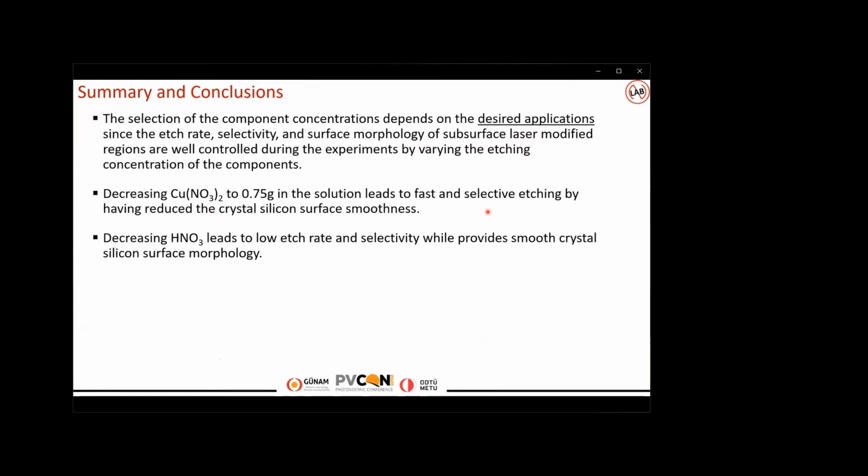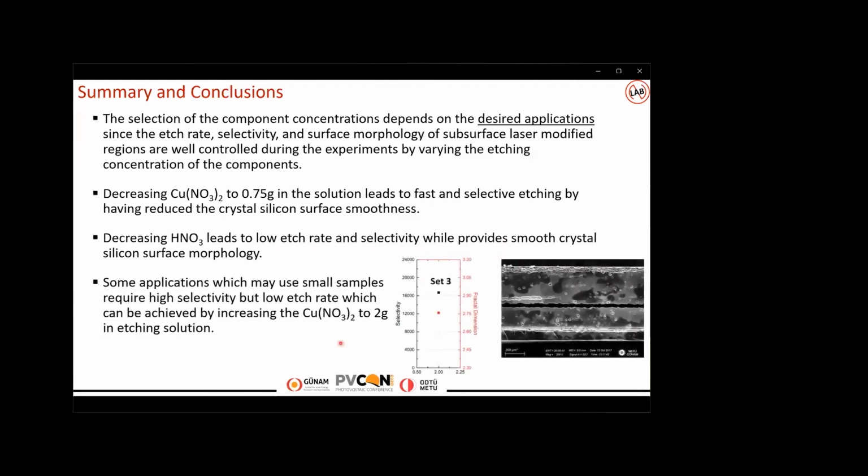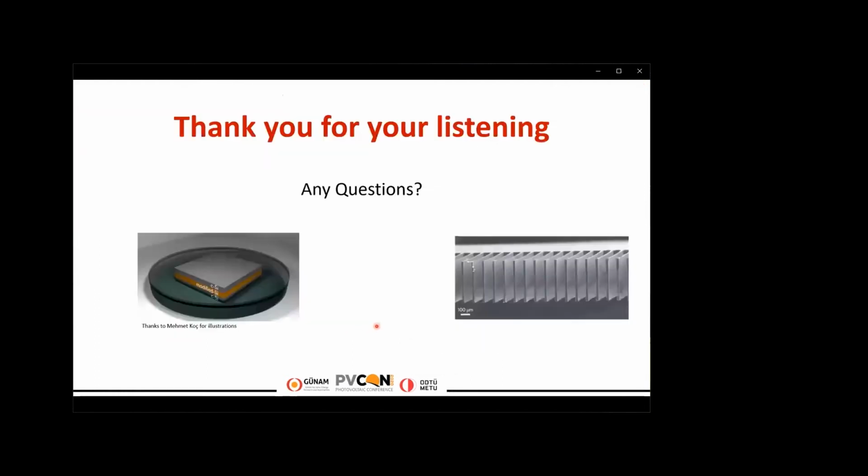And decreasing the HNO3 nitric acid leads to a low etch rate and selectivity while providing a smooth crystal silicon surface morphology. Some applications which may use small samples require high selectivity but low etch rate, which can be achieved by increasing the copper nitride to 2 grams in the etching solution.